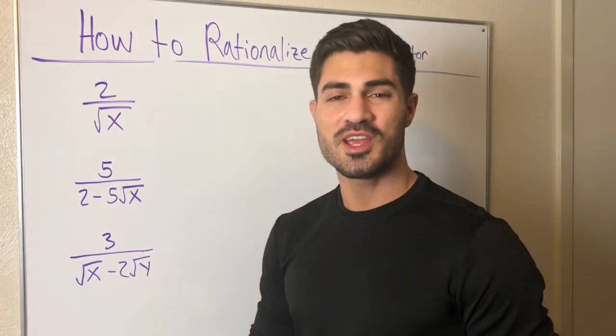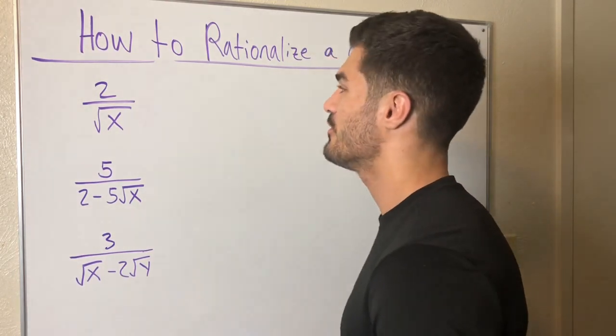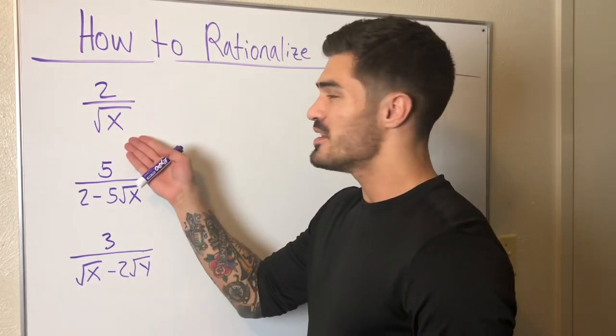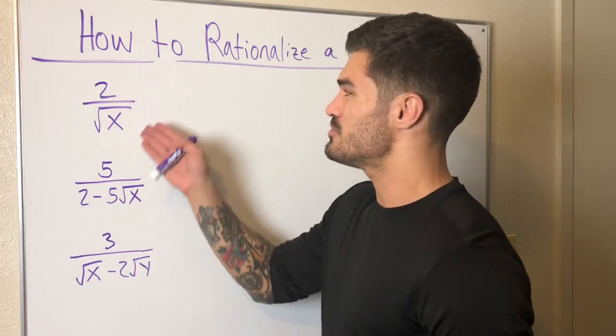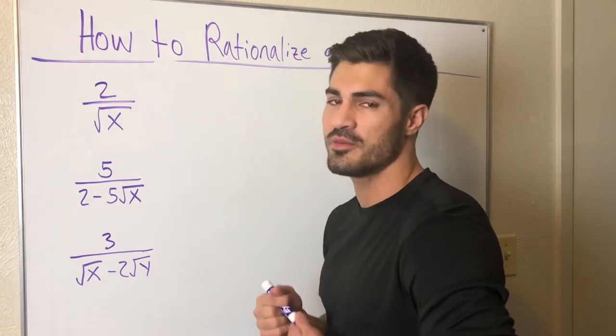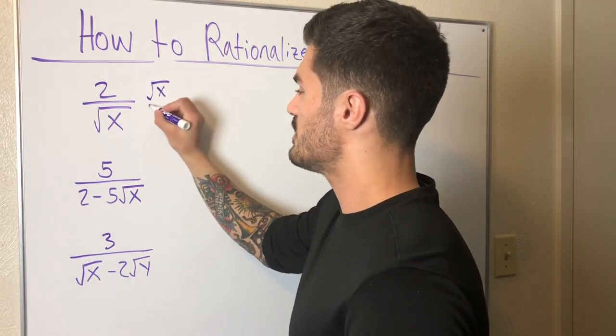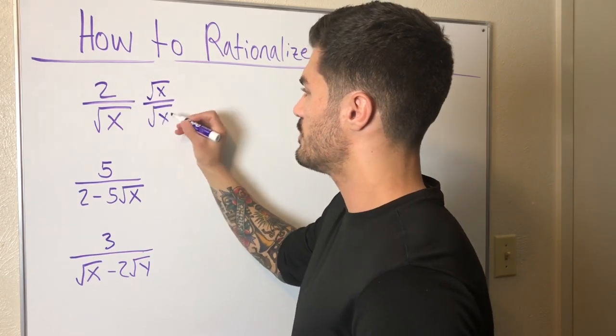All right, let's do a few more examples. This time we're going to throw in some variables. We're going to introduce x and see how it's different. Okay, so it's actually not any different. I can still multiply by square root of x over square root of x, and that'll still get rid of this radical in the denominator. So it really doesn't change when you introduce variables into this. It's still the same thing. Square root of x over square root of x.